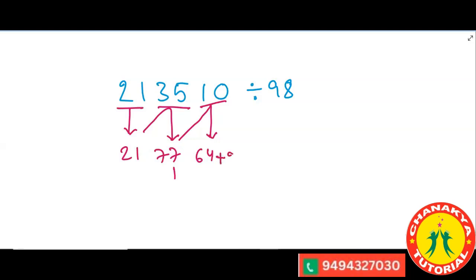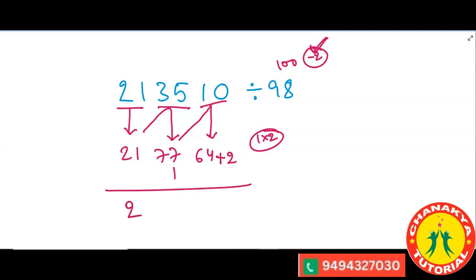But here we are not adding one. We should add two, because one time it will go, but even this number should be doubled, because of 98. So 100 compared with 100, it is two less. So for everything, it should be doubled. So the final answer for this question is 66. This is the answer.